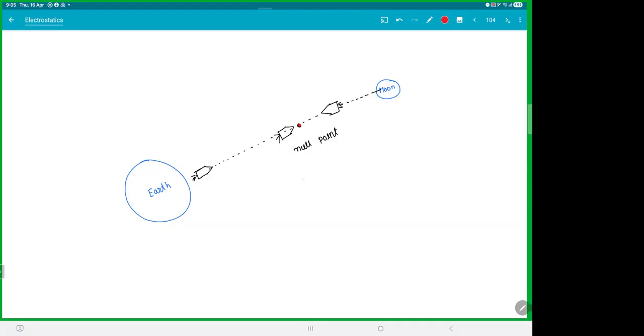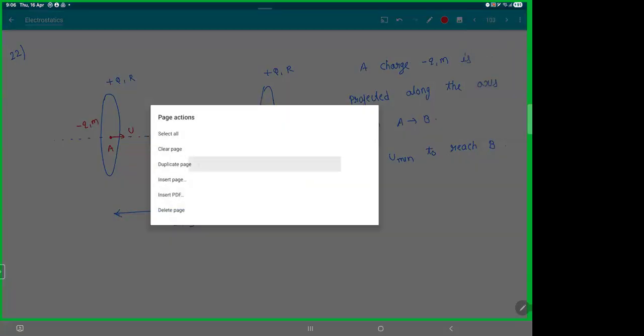Once the rocket crosses the null point, the Moon will automatically pull the rocket. So there is no need to provide energy. Your final state is not the Moon, but the null point. So if you're launching a nuclear missile to destroy the Moon, you just need to send it till the null point. In these questions, that is the main thing.